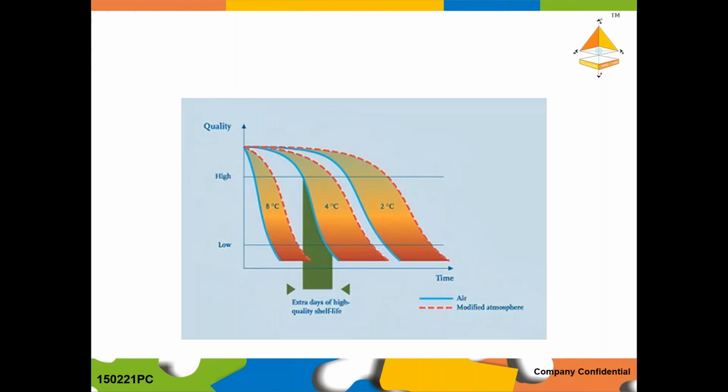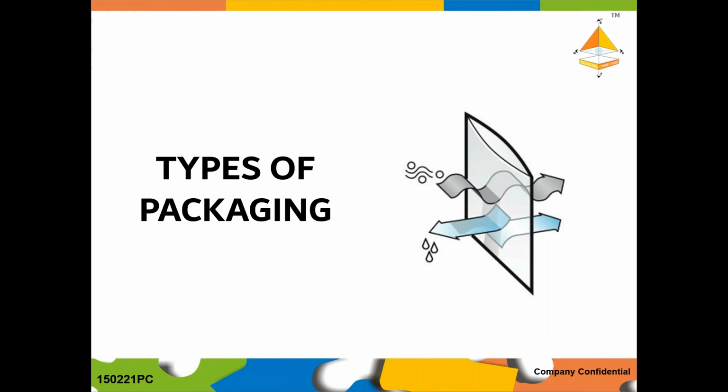When we are using MAP, you can see this is with the normal layer at 8 degrees and with the MAP at 8 degrees, how the shelf life improves, from this to this. So with just a change of temperature with the same gas combination, with the combination of gases and the temperature, you can achieve good shelf life.